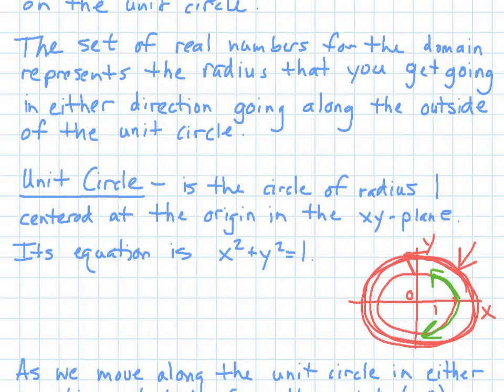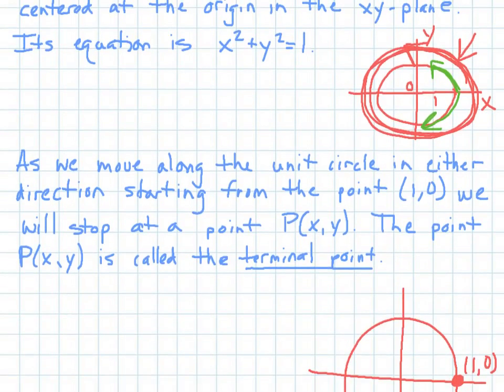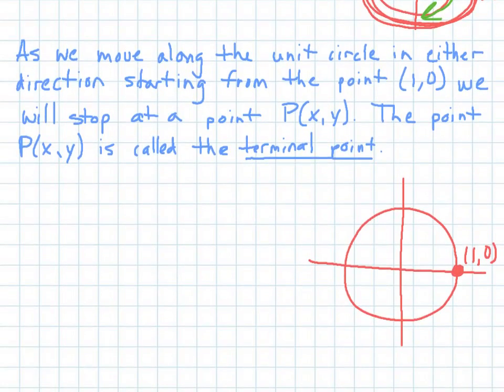Now remember, the unit circle is just a circle of radius 1, centered at the origin in the xy plane, and the equation that makes this true is x squared plus y squared equals 1. As we move along the unit circle in either direction, we start at the point (1, 0) and we stop at a point P(x, y). Let's say we go this way and stop at the point (x, y). That point can be anywhere, so that's why we're using the variables x and y. It's not always going to be in the second quadrant.